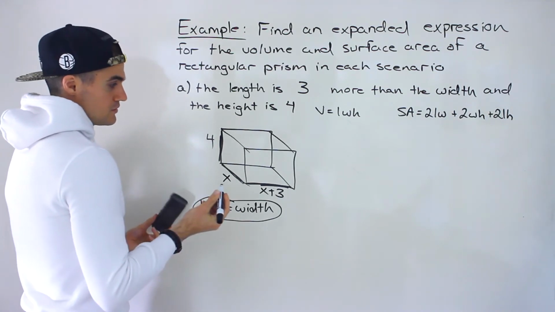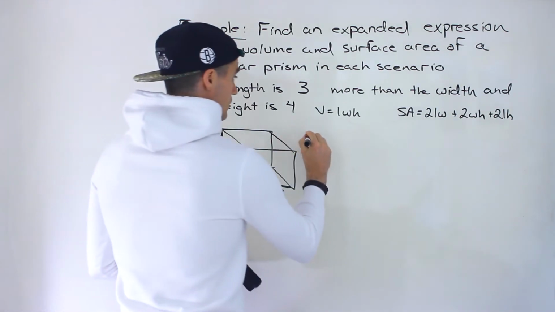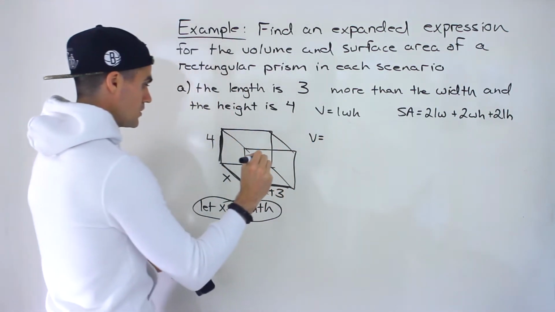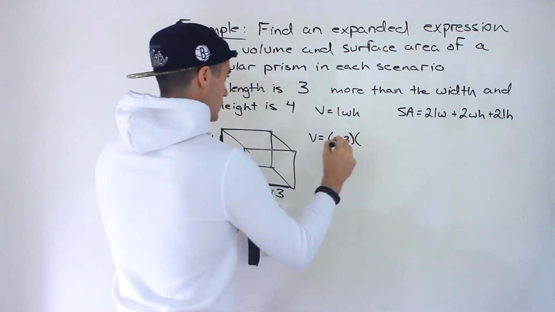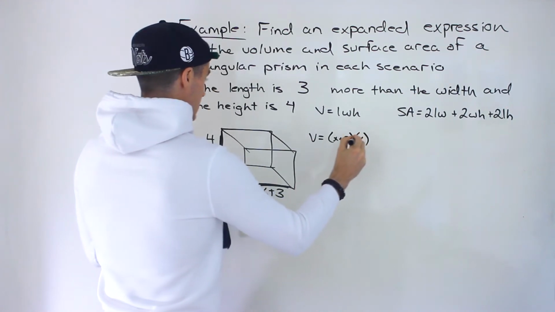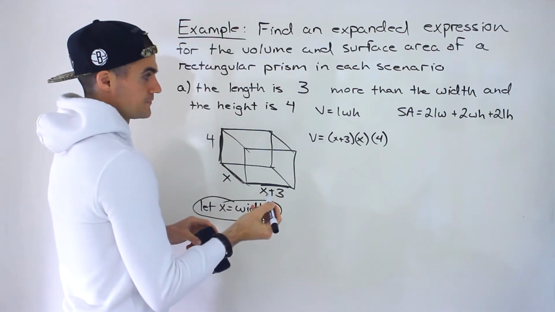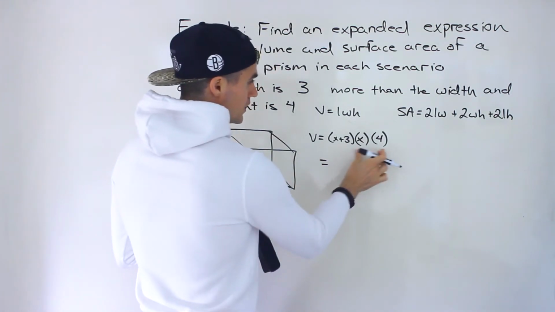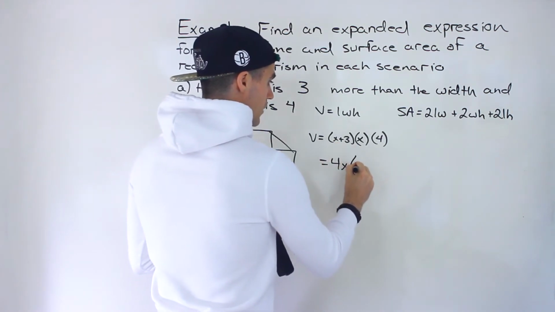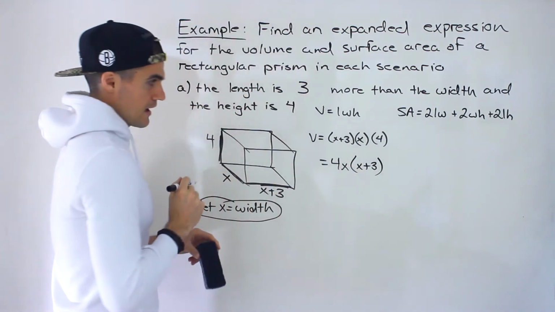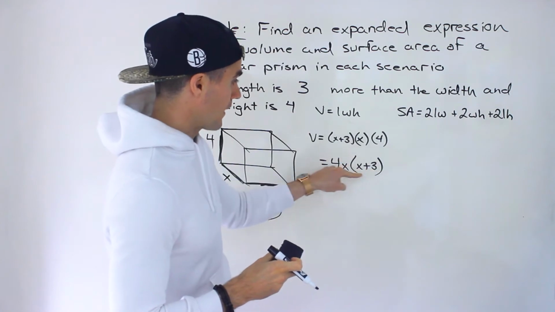And then all you have to do is really just plug these into these formulas and you'll get your expression. So let's start off with the volume. So the volume is going to be the length, which is x plus 3, times the width, which is x, times the height, which is 4, like that. And then to make this look a little nicer, usually if you have single expressions like this, you put them in the front and then you have a bracket. The x and the 4 we can combine, put it in the front, and then the bracket we could put on the end.